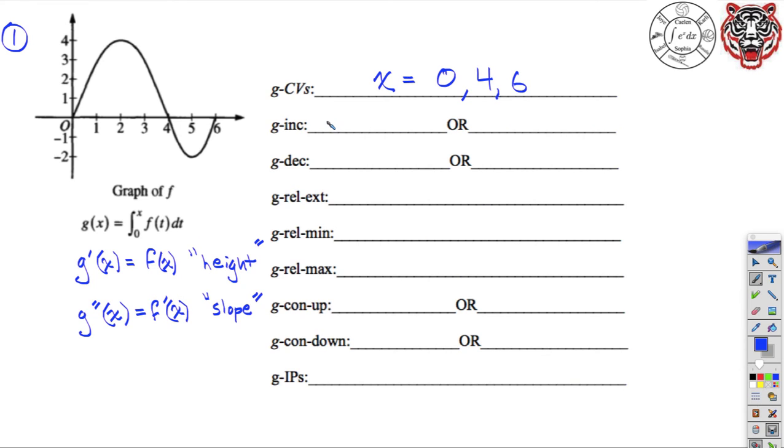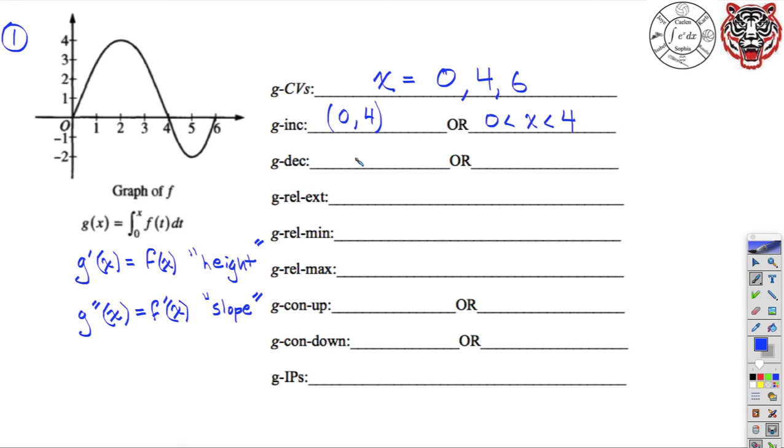From 0 to 4. That is correct. Why? Because the height is positive, yes. Remember, g prime is what we're looking for. G prime needs to be greater than 0, which means height needs to be greater than 0. Height is greater than 0 between 0 and 4. And another way of writing this is 0 < x < 4.